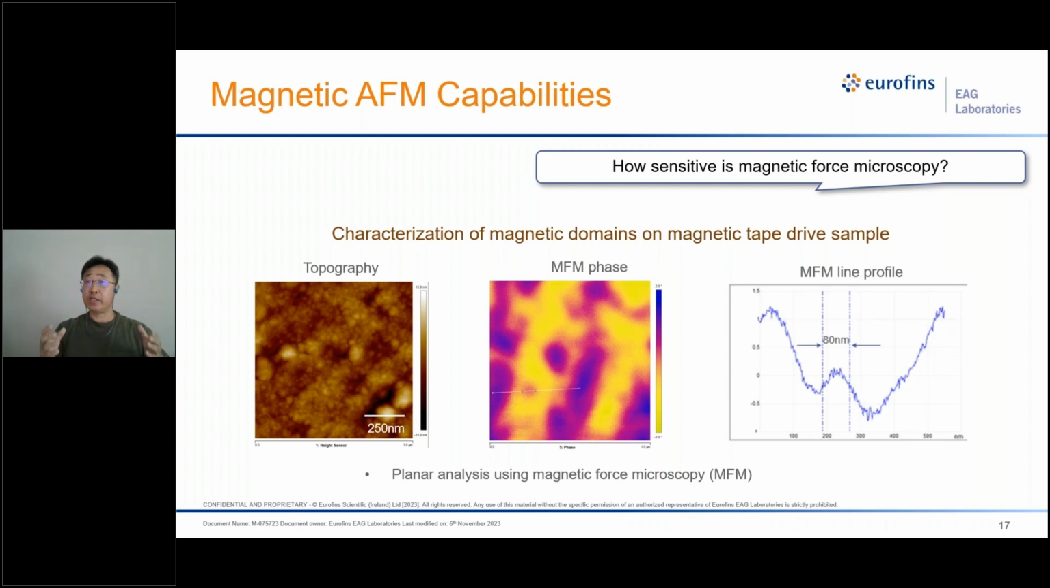In the middle is the MFM phase image. The yellow region and purple region correspond to magnetic domains of opposing polarity. You can see a small circular bluish area in the MFM image. You take a line profile across it, and you can see its sensitivity is sufficient to resolve magnetic domain features that are 80 nanometers in diameter.